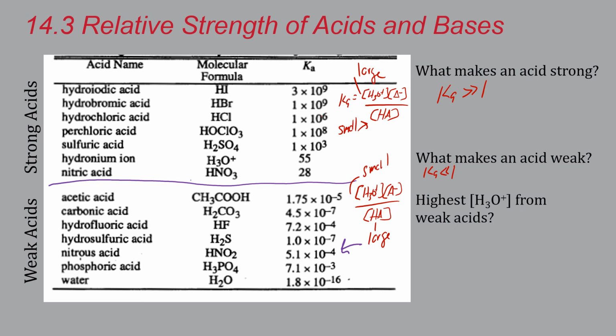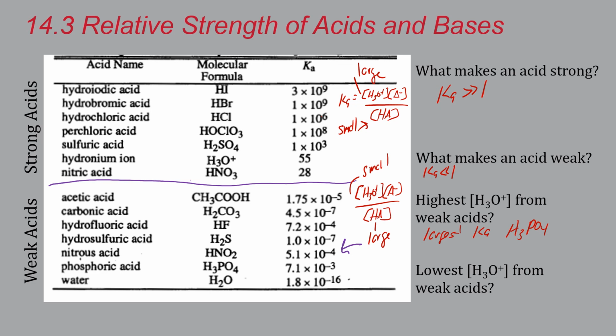Let's say that you had a 1 molar solution of each of these. Which would you expect to have the highest hydronium concentration, and which would you expect to have the lowest hydronium concentration? So think about it for a sec. Okay, so for the first question, you're looking for the largest Ka, and that is phosphoric acid, the H3PO4.